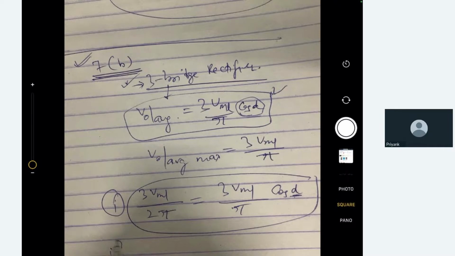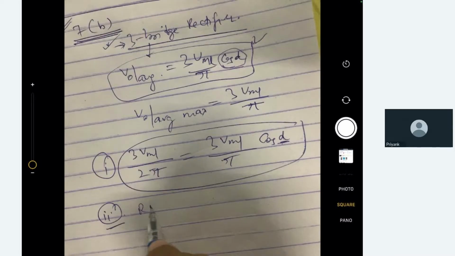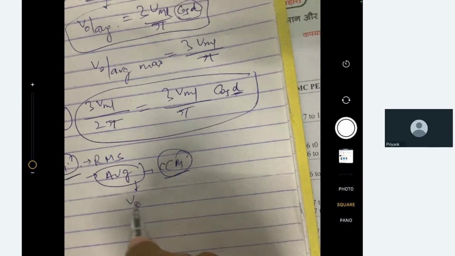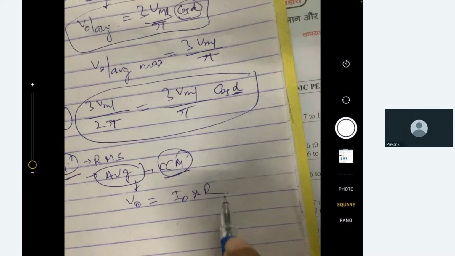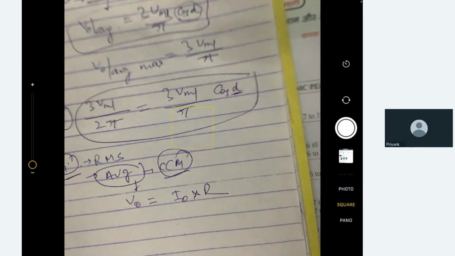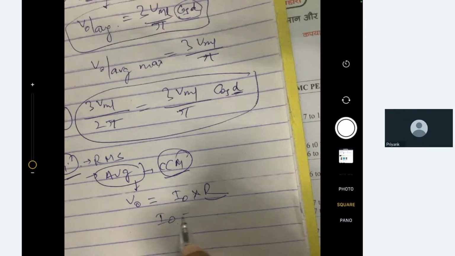because it is asking for the RMS and average value of output current. Average we can find out very easily, because we are assuming it is CCM, continuous conduction mode. So V output will be equal to I output into R, and this load resistance is 20 ohm. So I0 will simply be equal to V0 average, the average I0.